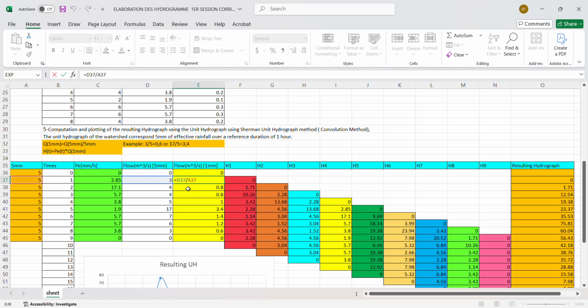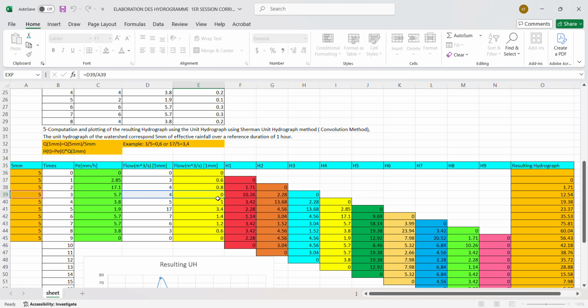Okay, 3 divided by 5, we have this value. Flow rate at 2 hours, we have 4 divided by 5, which is 0.8. Let me show you. The red color is 5, and the blue color is our flow rate at 5 millimeter, so we have 0.8. Here also the same step.